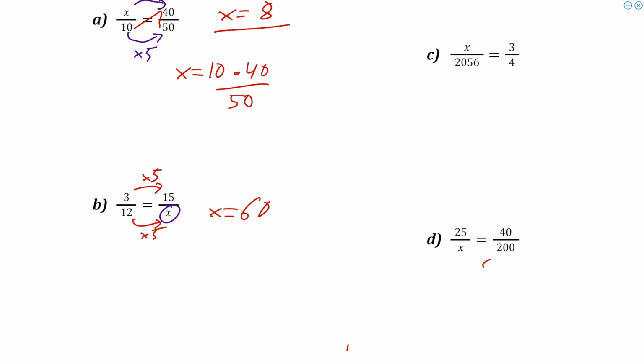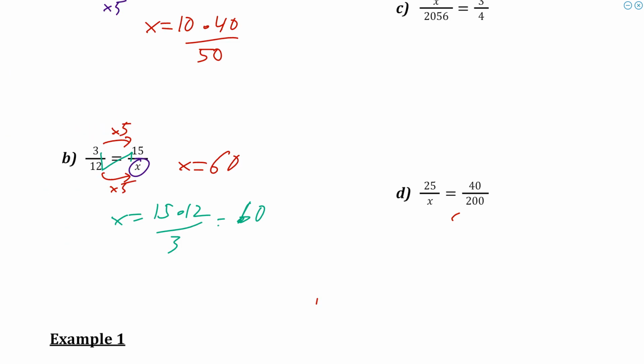But if you're like, I didn't see that, I'm not that confident, I just want something I can do every time, well, you can do this cross multiply divide, which ends up being x is equal to 15 times 12 divided by 3, which was 60. Looking for 60. Okay, who's looking at this and saying, oh yeah, I remember this. I've done this. Good. I did pass Math 10-3.